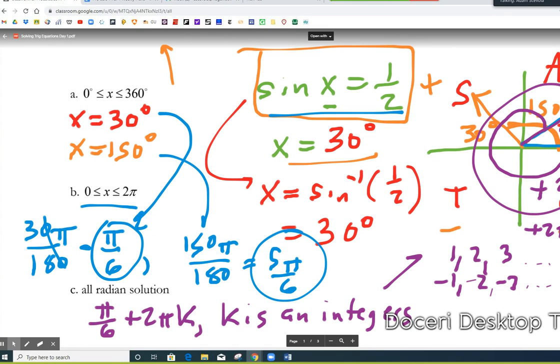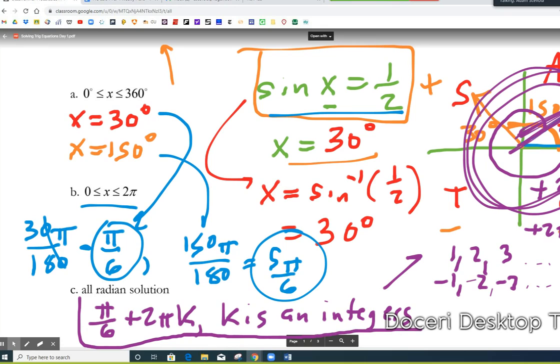So if we add a whole 2 pi, or 2 times 2 pi, or 3 times 2 pi, or 4 times 2 pi, as long as we add a multiple of 2 pi, we're going to end up in the same spot. So when it asks you to find all solutions, it's the same steps every time. You take one of your solutions and then add 2 pi k, as long as k is an integer.